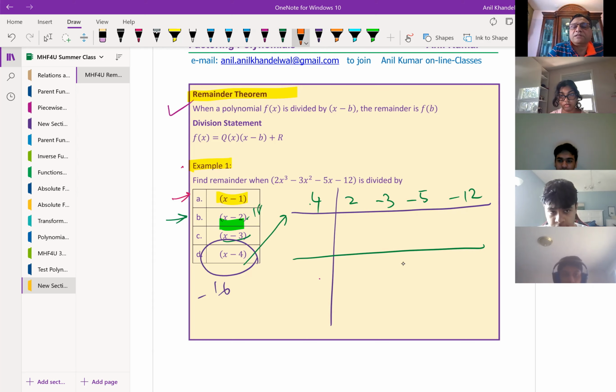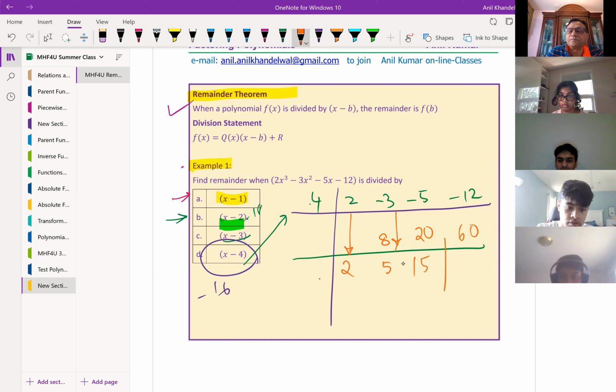Okay. So first step is bring down 2. So we get 2, multiply by 4, and right here 8. And when you add them, what do you get? 8 minus 3 in this case is 5, right? Multiply and write 20. When you take away, that means you add them, you get 15. And when you multiply, this is 60, correct? What do you get when you add them? You don't get 16, so there is something wrong, right?